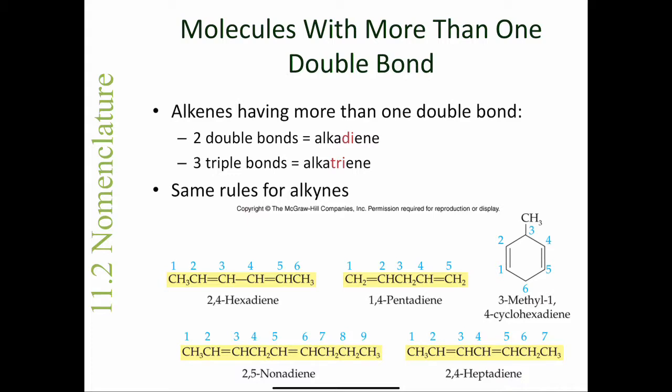You can see that in the first example, 2,4-hexadiene, that we use the numbers 2 and 4 as the locants, or the identifiers for the double bonds, because they are the numbers of the first carbon in each of the double bonds. The same thing applies for 1,4-pentadiene. I use carbon 1 and carbon 4.